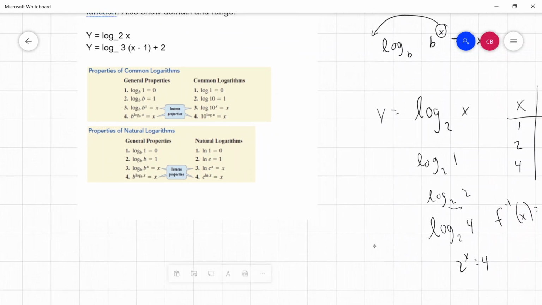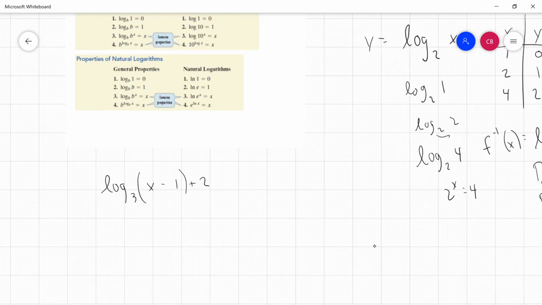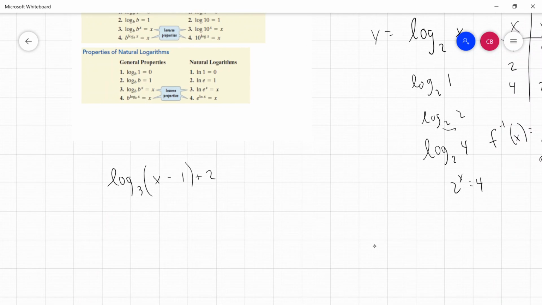Then let's look at log base 3 of x minus 1, plus 2. Okay, so we have this, and if we wanted to do this one, what is our vertical asymptote? Well, we say h is equal to 1. So that means x is equal to 1 is our asymptote. So if we were going to graph this, instead of it being here at 0, it would be over here at 1. So we have this going on.